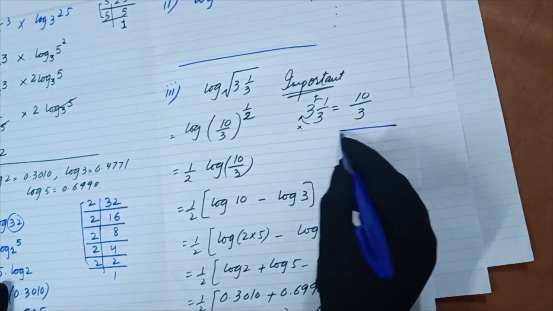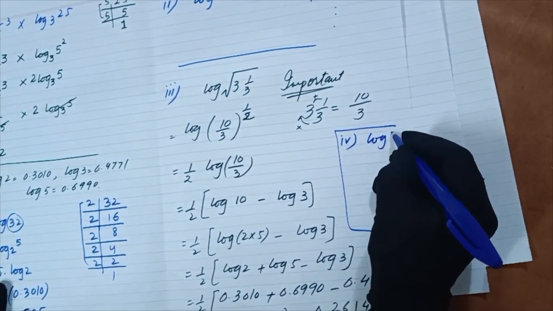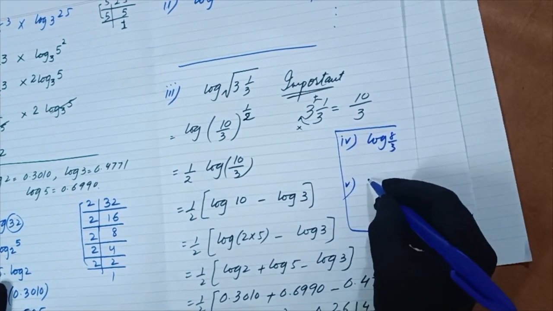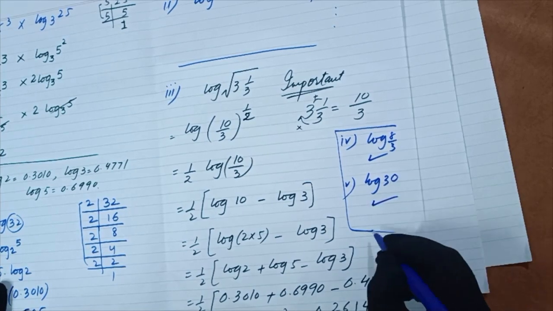Using all the same strategies, I think part number 4, which is log of 8 by 3, and part number 5, which is log of 30, you can solve by yourself.